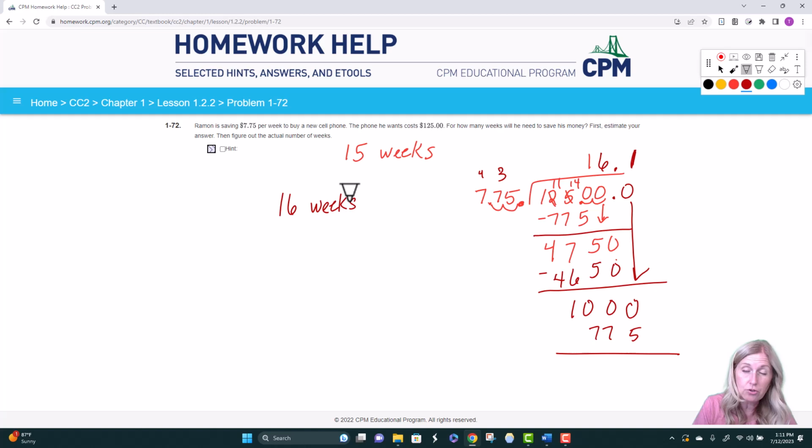And if you want to be super technical, you can say it'll take him 17 weeks, but then he'll also have a little bit extra money left over. Okay.